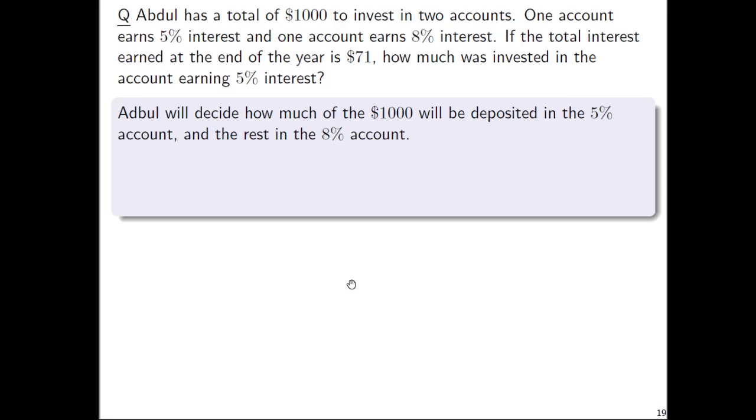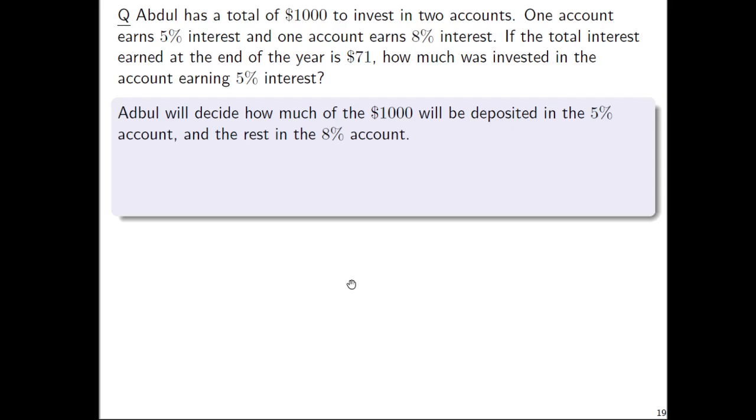So Abdul has a total of $1,000 to invest in two accounts. One account earns 5% interest and one account earns 8% interest. If the total interest earned at the end of the year is $71, how much was invested in the account earning 5% interest? So that's the question, but then in this box, I thought it would be helpful to provide a little bit more help just explaining what's going on.